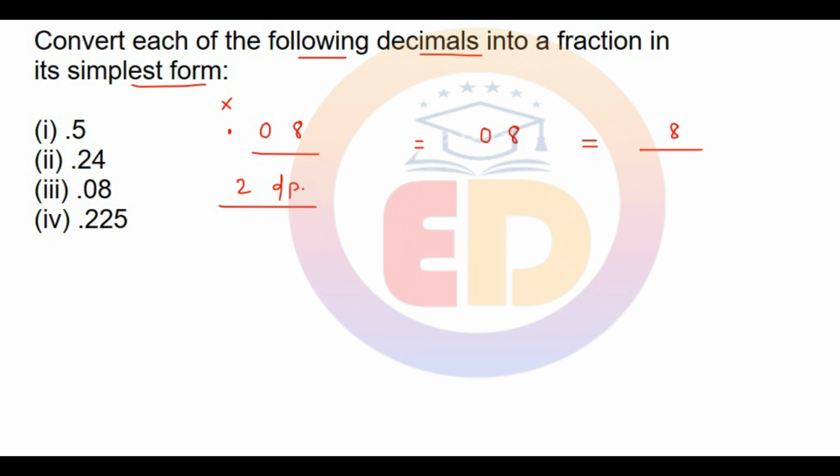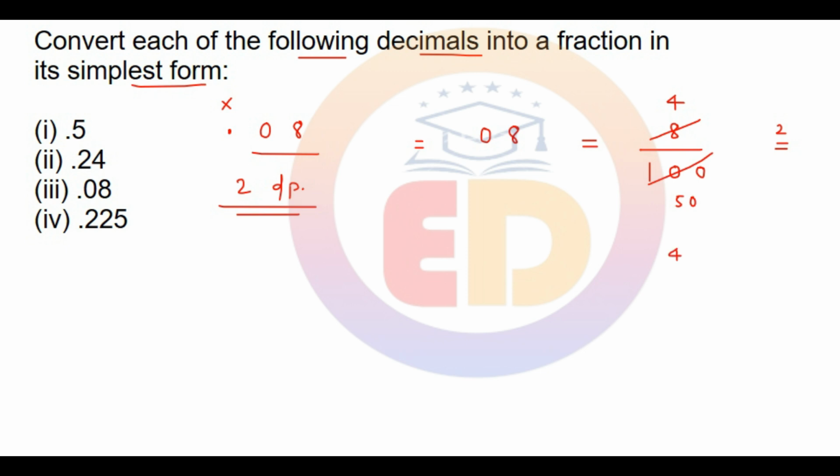And in the denominator, first I will write 1. Here there are two decimal places, so I will write two zeros after 1. 8 and 100, they both are divisible by 2. In fact, we can divide them directly by 4, but for the sake of convenience, I will first divide them by 2. 2 4s are 8. 2 50s are 100.